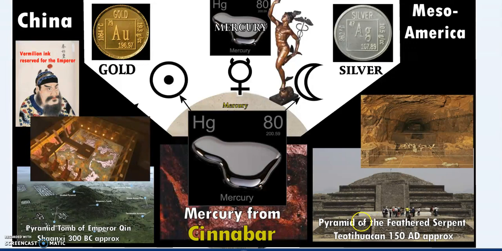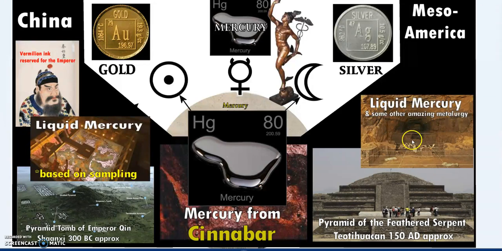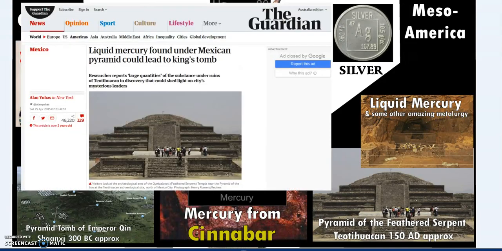But it has also been found in the pyramid of the feathered serpent. So liquid mercury and other amazing metallurgy through this place. Now, most often in the community, they'll bring up articles such as this.